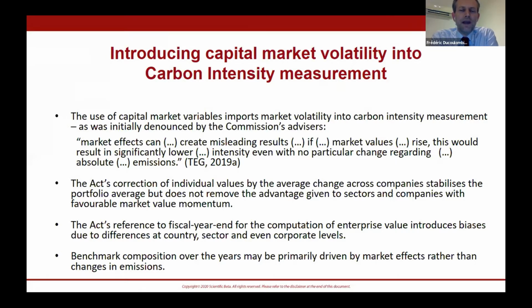There are some other issues with the use of enterprise value. The Act references the end of the fiscal year to compute the value, and of course, different companies have different fiscal year ends, and the market conditions will be very different at different times in the year. But since you use fiscal year end, you have to take them at that time. So a company may be advantaged or disadvantaged based on its fiscal year. Of course, this is quite random from one year to another, but this introduces noise as well. So as a result, the benchmark composition over the years, when you try to control the average intensity in your portfolio, may be decided primarily by the momentum in the price of companies, as opposed to the progress in terms of emission.